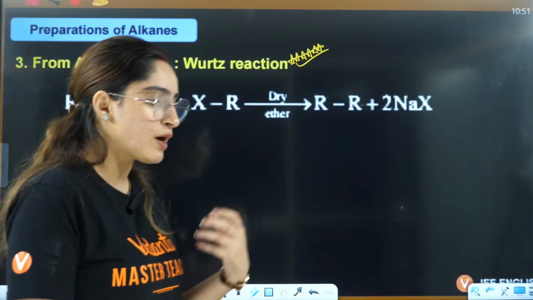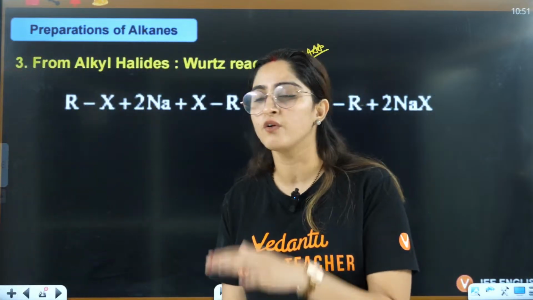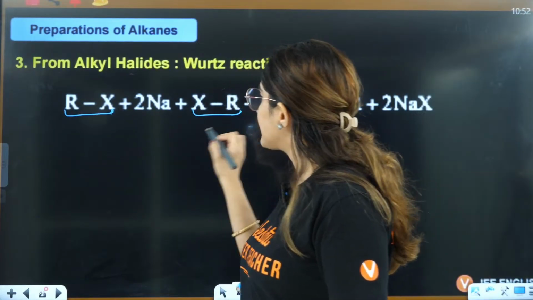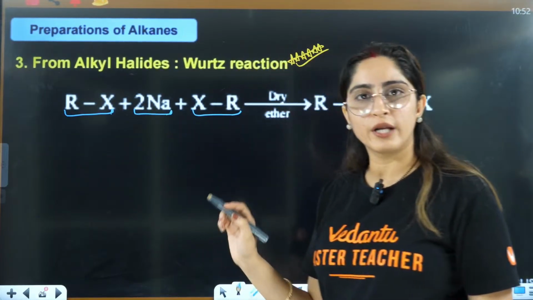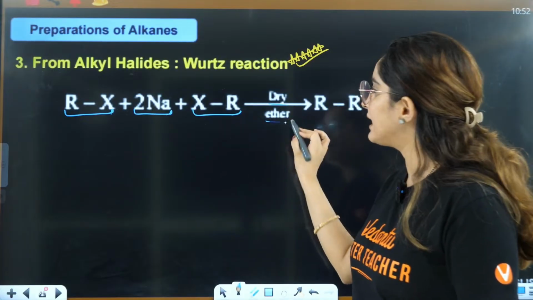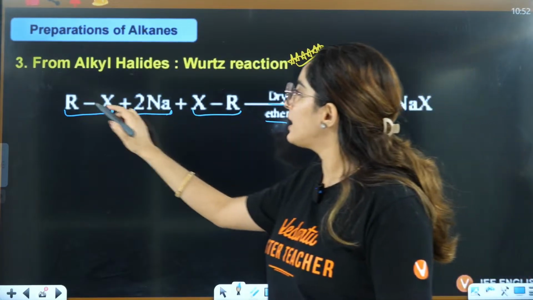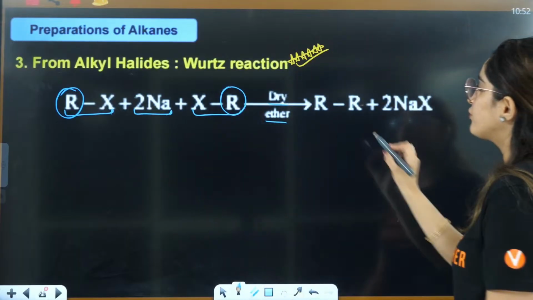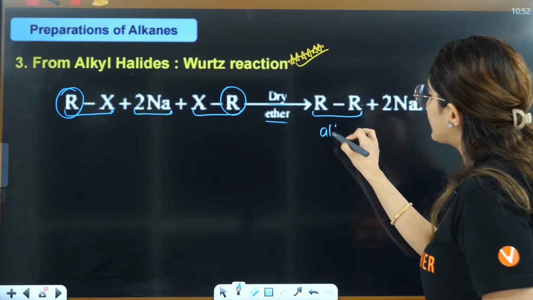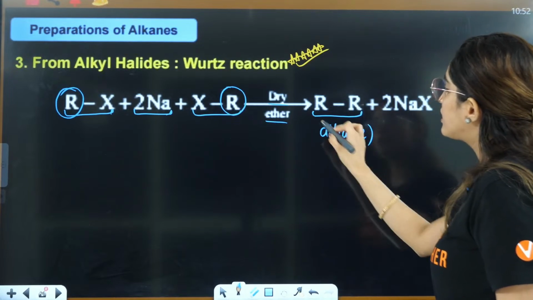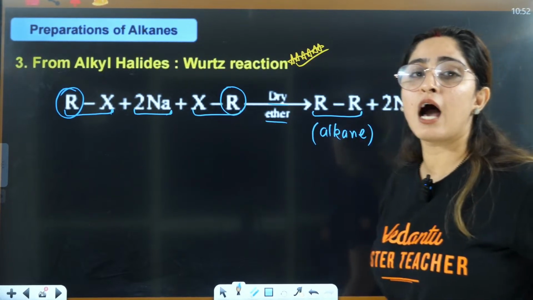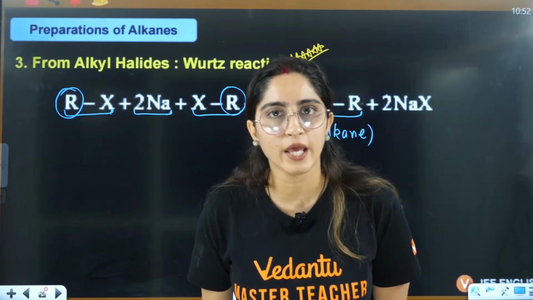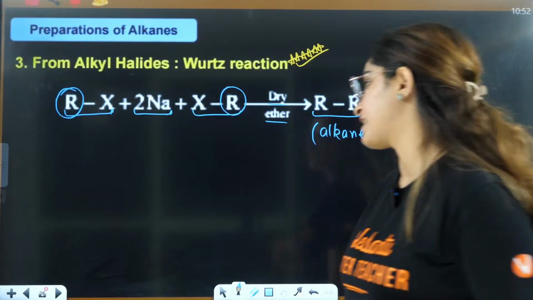So first we have to understand what is Wood's reaction. Wood's reaction, what we have? We have alkyl halides, right? You react it with sodium in the presence of dry ether, and you will have R-R combined, the formation of an alkane that has double the number of carbons you have in the alkyl group. Okay, that is called Wood's reaction.